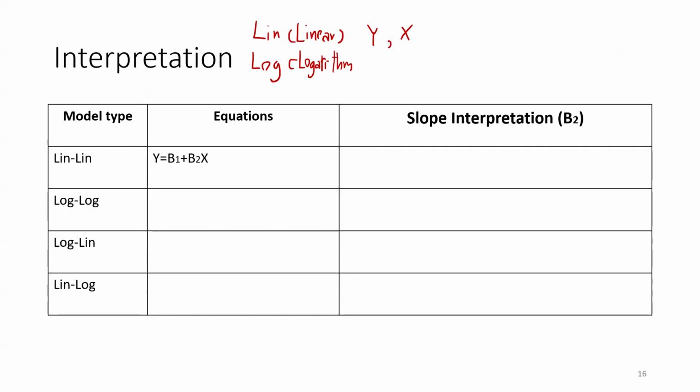Okay, so logarithm, which means you put log on it. Typically they use a natural log. Then we usually use four types of model. First, the most basic one you learned already is called the linear model, which means both sides are linear.